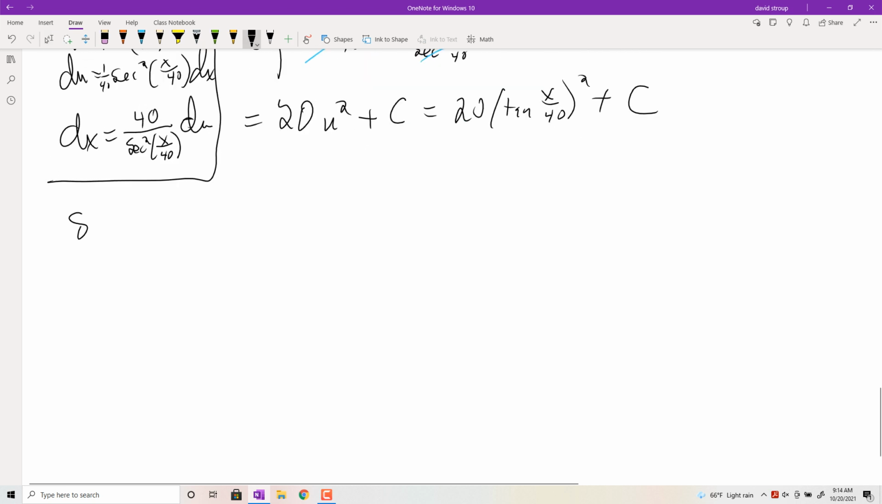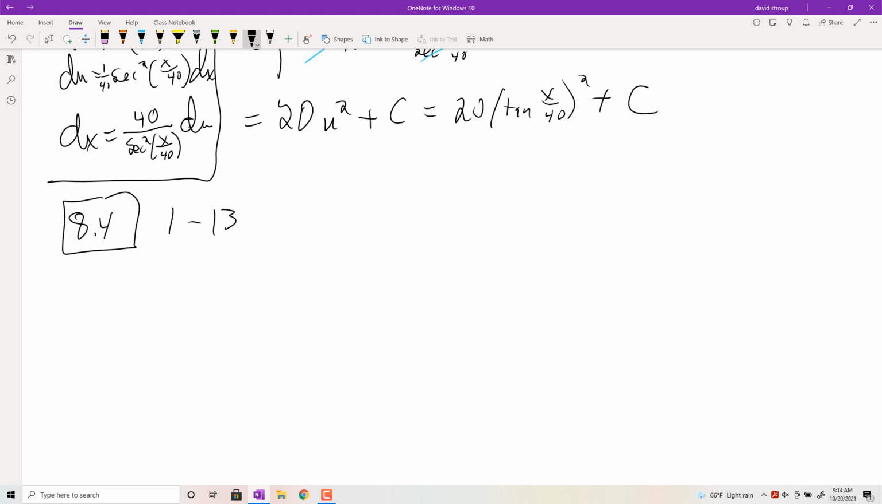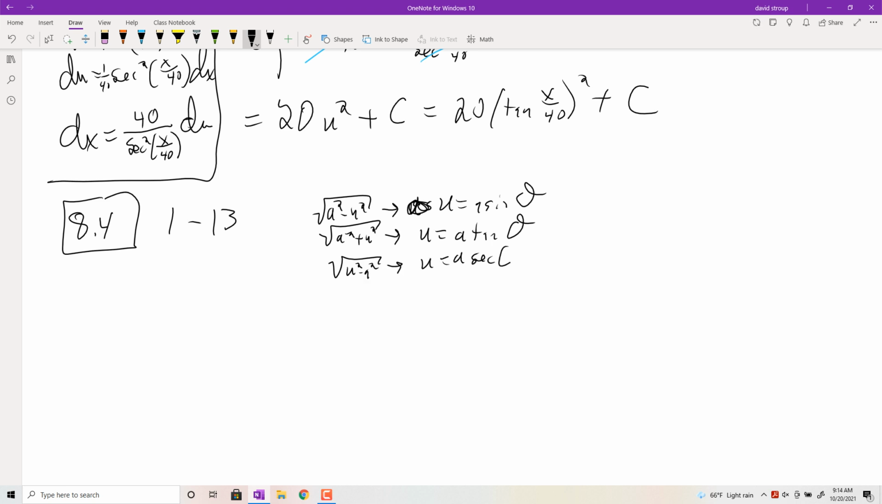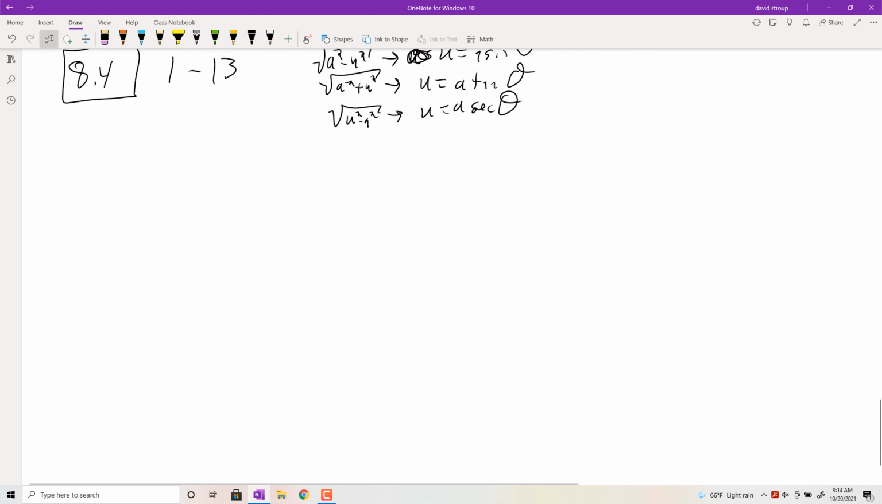Moving on into the trigonometric substitutions, then we have 8.4. Any problems like 1 to 13. Based on the form of the integral, the square root part, you know what your sub has to be, right? So if you have square root of a squared minus u squared, that tells you you need to do a sine, u equals a sine theta. If you have square root of a squared plus u squared, that tells you u has to be a tan theta. And if you have the square root of u squared minus a squared, that's u equals a secant theta. Okay, and these are the ones where you have to do the triangle and all that jazz.